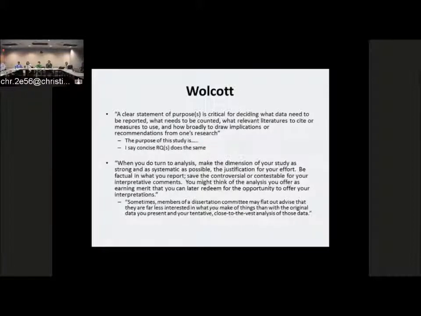Be factual in what you report. Save the controversial or contestable for your interpretive comments. You might think of the analysis you offer as earning the merit. I always say this: earning the merit that you can later redeem for the opportunity to offer your interpretations. Right? I believe that 1,000%.